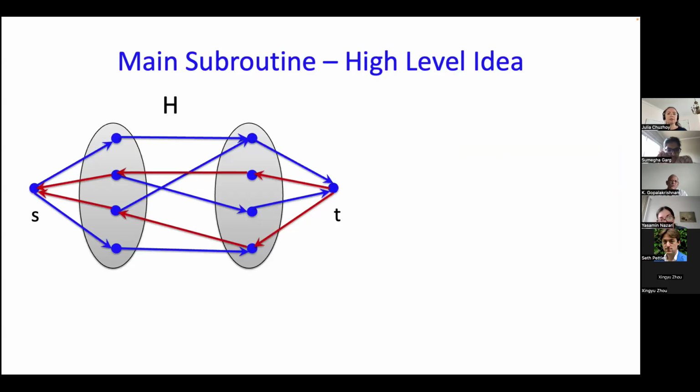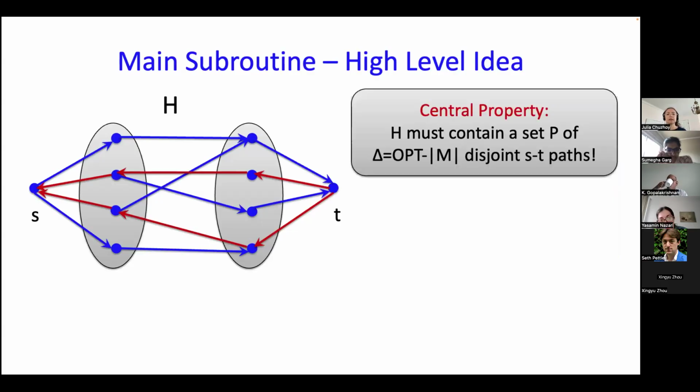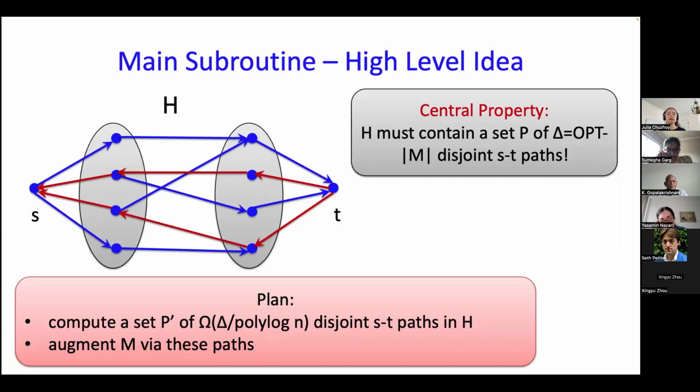And what always holds in any residual flow network is that it always contains a flow whose value is the optimal flow value minus the current flow value. And for us, this means that in this residual flow network, there are delta disjoint ST paths. So what we want to do is recover a lot of these disjoint paths. Not all the way to delta, but we want delta over polylog n disjoint ST paths. And once we get them, we can augment the matching M through these paths, and we get a much bigger matching like we wanted, and we're happy.